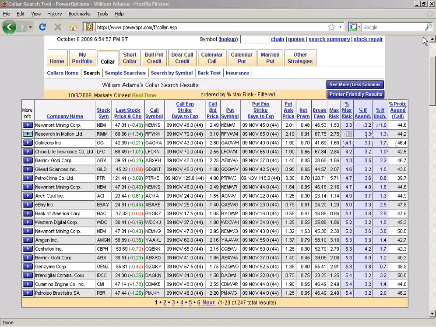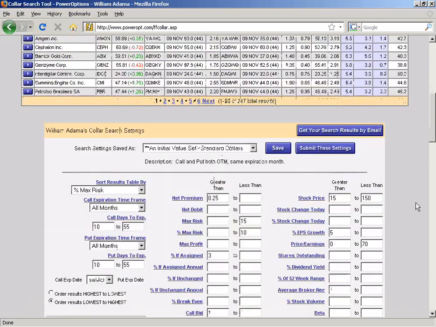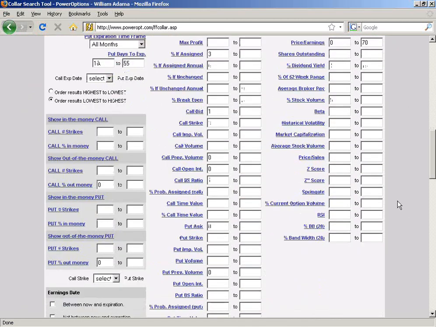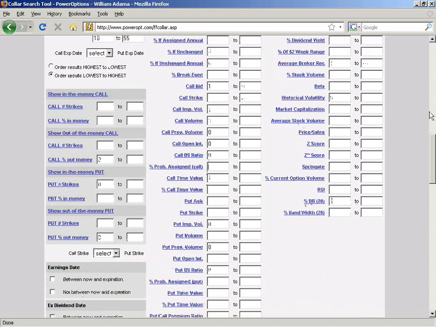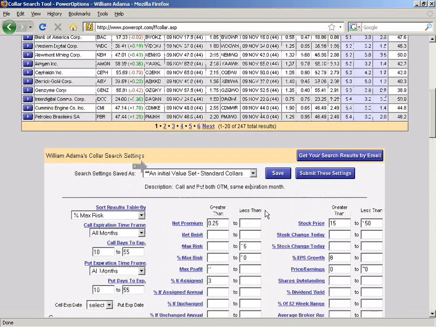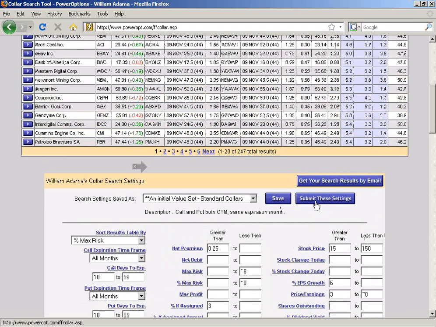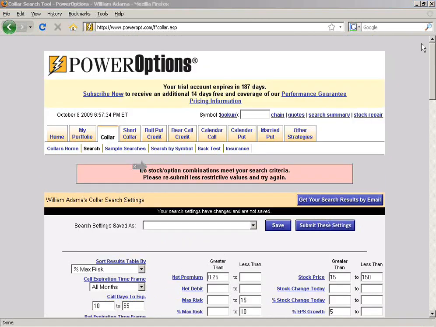Now, if you wanted to have a higher probability, all I have to do is scroll down to the bottom, find that probability assigned column for the call, and change it. Let's say I wanted to have a higher probability of 65% that I'd get assigned on the short call. I'm pretty sure I know what's going to happen here, but I'm going to try it anyway. So now I'm going to adjust the system, and with one click, tell it to only find me those positions that match my criteria but have a 65% probability of being assigned. What happened? No stock options match my combination.